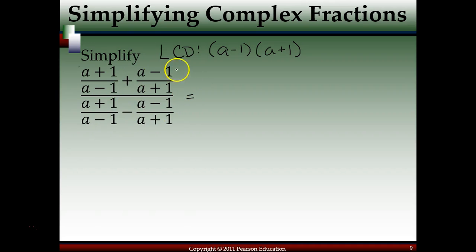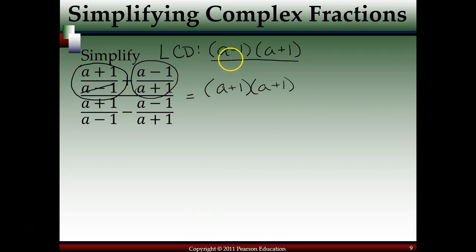If I were to multiply this LCD to just this right here, can you see how this would cancel out with this portion of the LCD? And what I would have left is a plus 1 times a plus 1. So that's what I'm going to write down for the first one. A plus 1 times a plus 1. And then again, multiply this right here by the LCD. The a plus 1s are going to cancel out, and I'm left with a minus 1 times a minus 1.